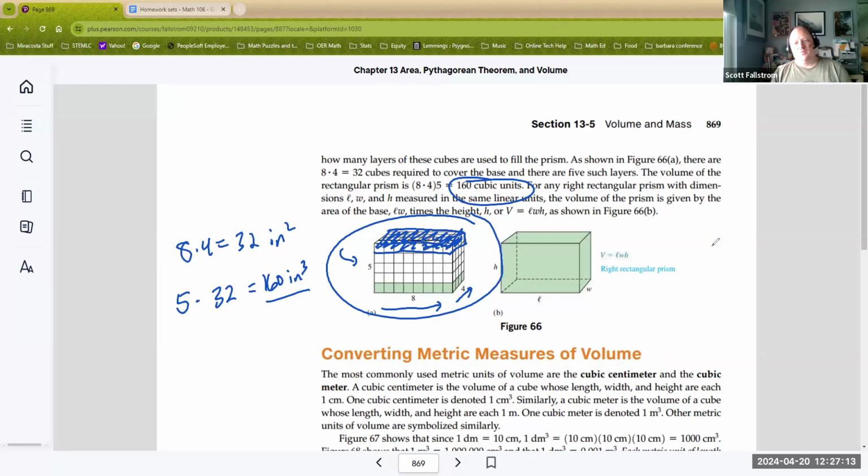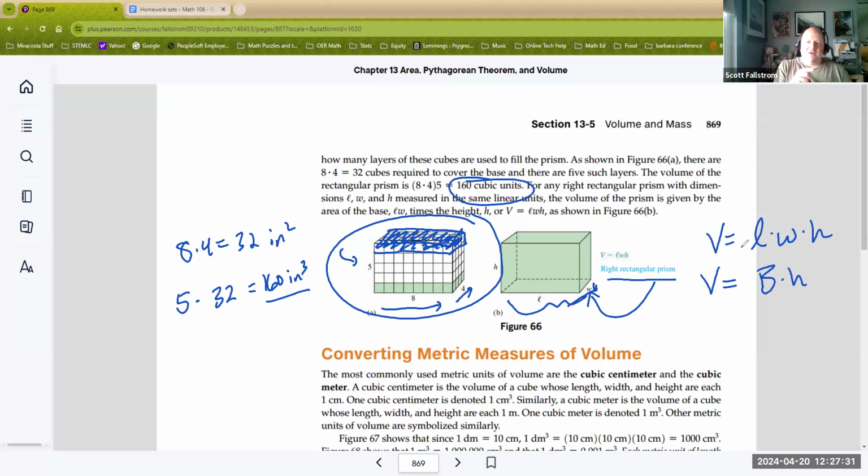So overall, we do have that volume is the length times the width times the height. Now, just be aware, if we're talking about a right rectangular prism, length times width is the area of the base. So if you look back at that Common Core statement, it talks about the area of the base times the height. That's what it's referring to. Okay.